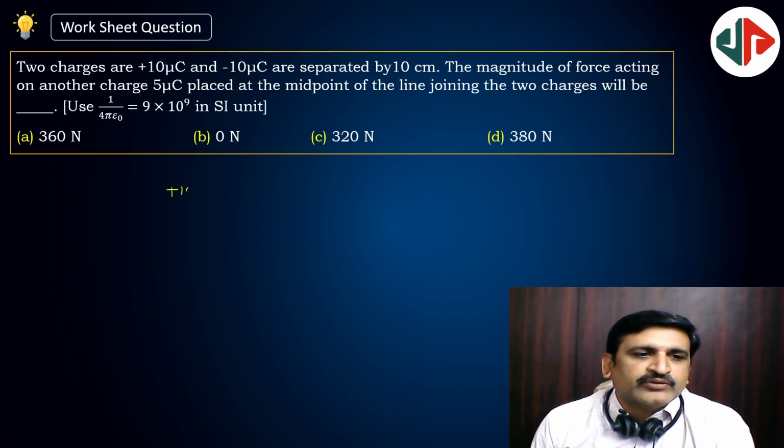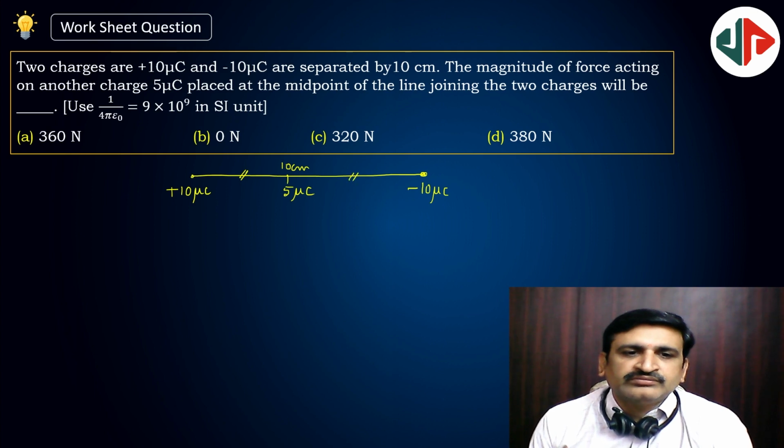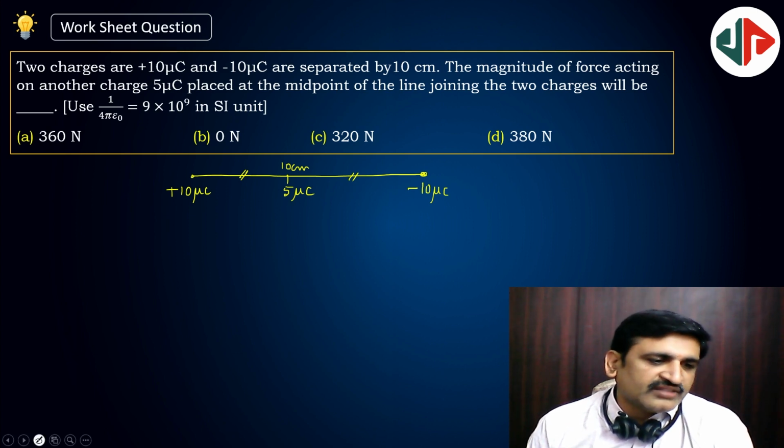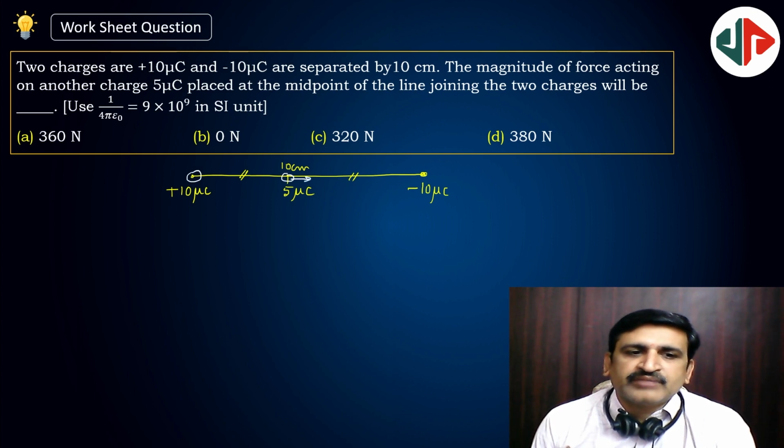Plus 10 microcoulomb, minus 10 microcoulomb, are separated by a distance of 10 centimeter. Another 5 microcoulomb charge is placed at the midpoint. See, this charge will experience force in this direction, repulsion, because both are positive charges.